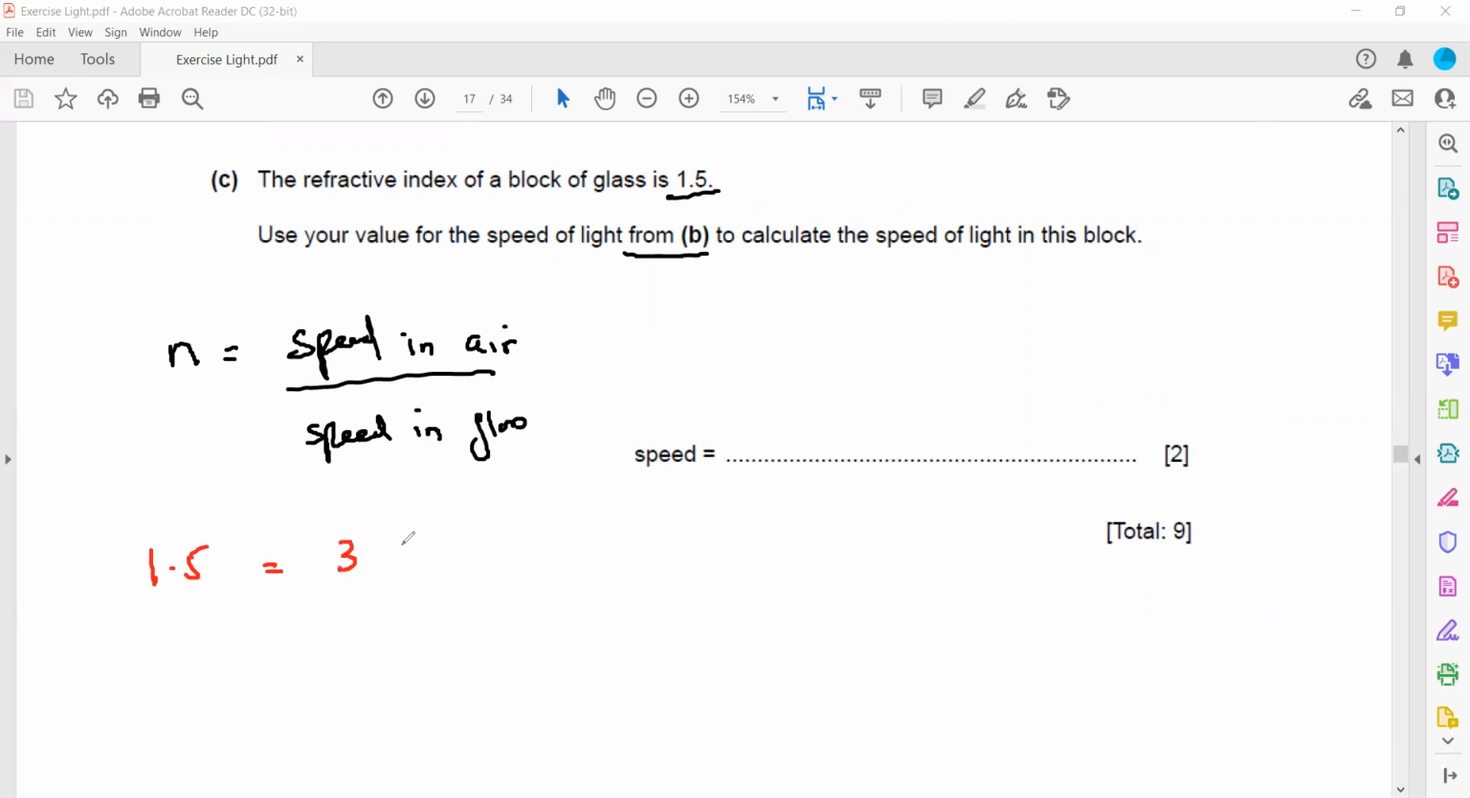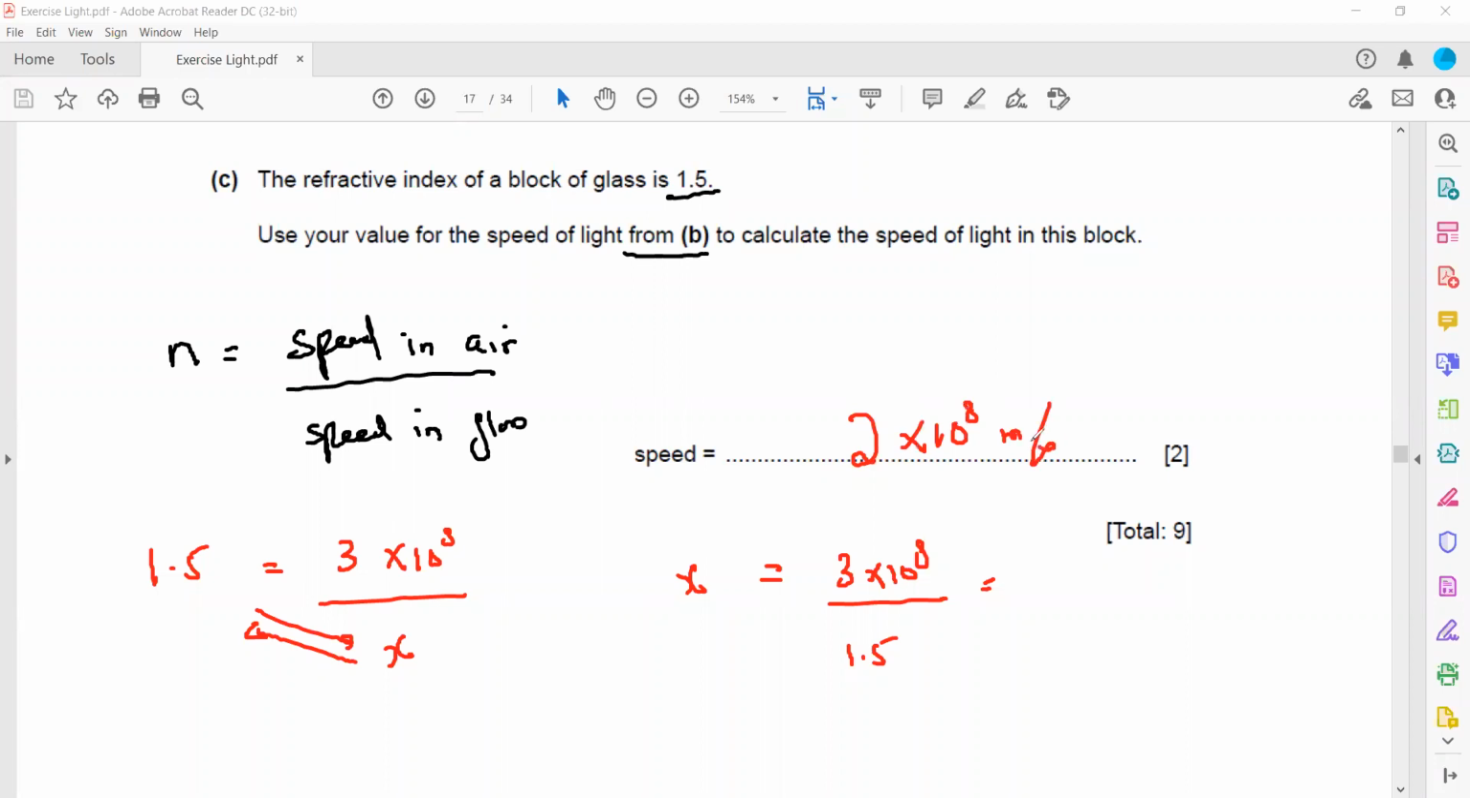Speed in air is a fixed value, 3 into 10 to the power 8, and speed in a glass is unknown. So we cross multiply. So x will be equal to 3 into 10 to the power 8 divided by 1.5. When we simplify on the calculator, it will come out as 2 into 10 to the power 8 meters per second. So every second it will cover 200 million meters. The refractive index is given, and as I mentioned, the speed of light we need is in a block or glass, but the speed of light in air is fixed, which is 3 exponent 8.